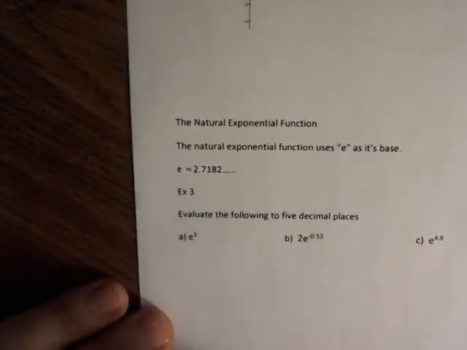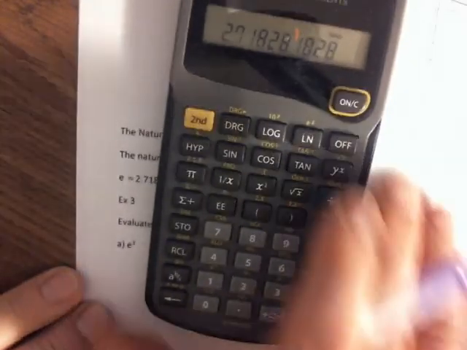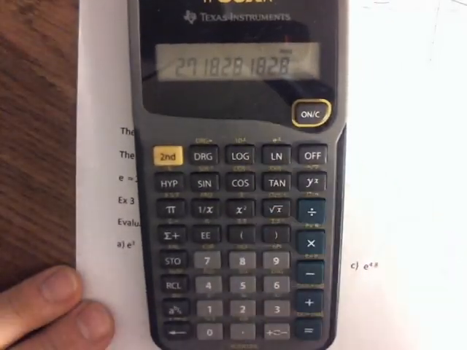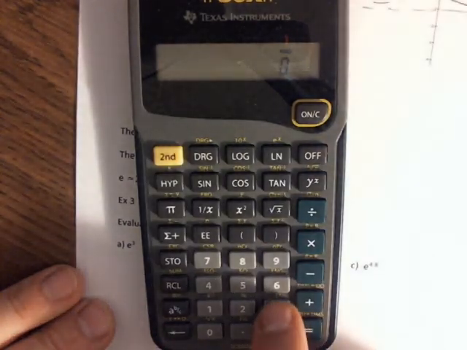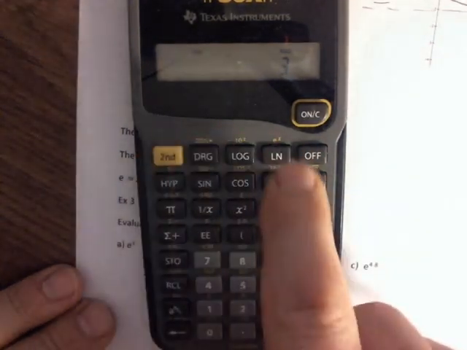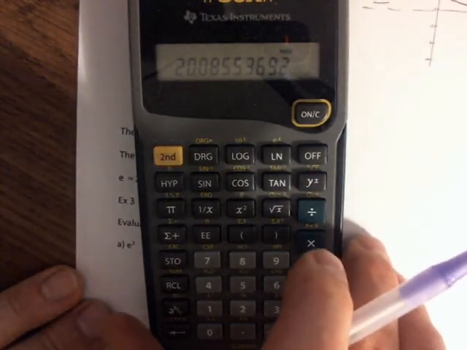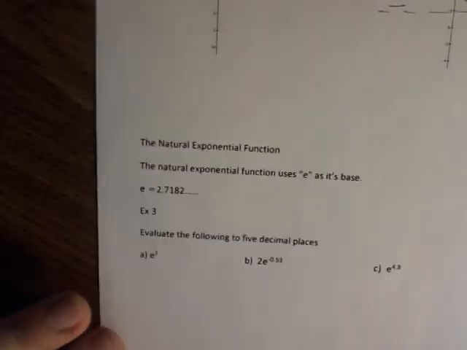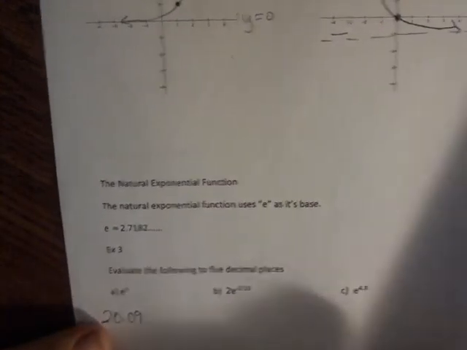So if I wanted to do e cubed, now on this calculator here, I have to enter the exponent first, so it depends upon your calculator you're using. So in this one, I would press 3 second to access the e to the x function, and I get 20.09 if I round.